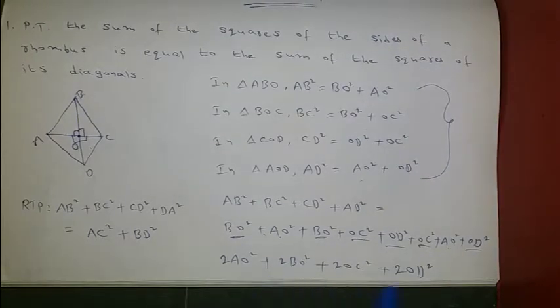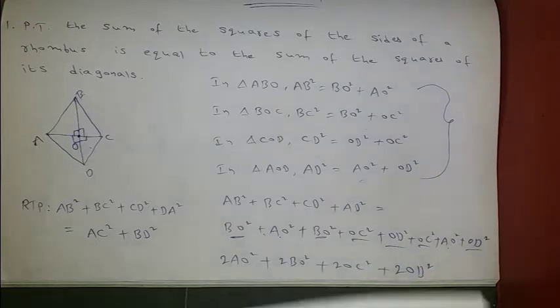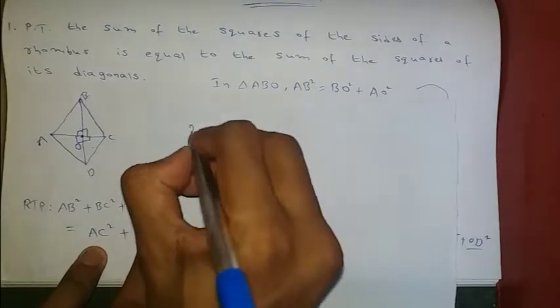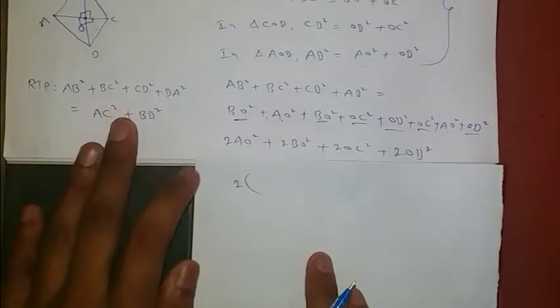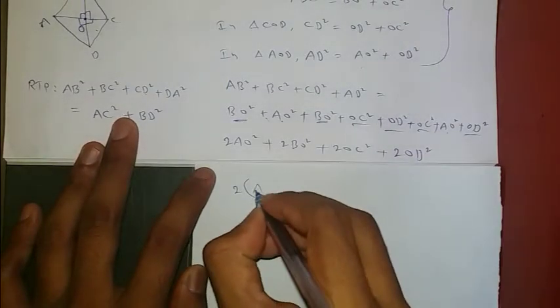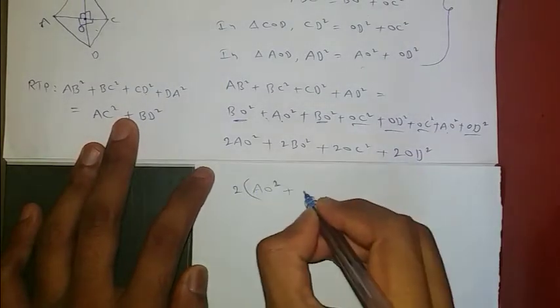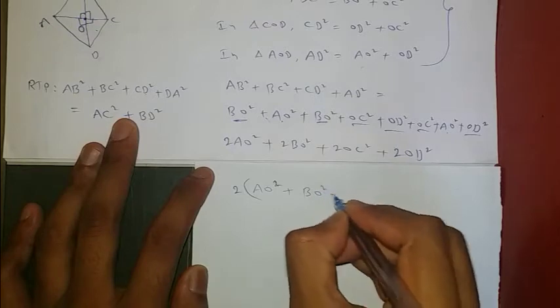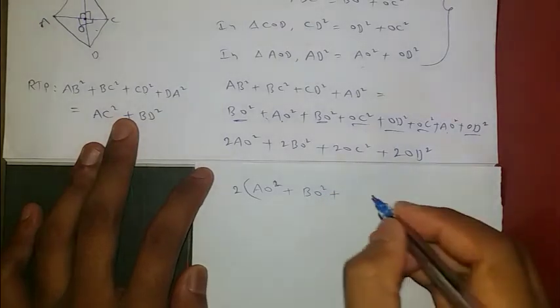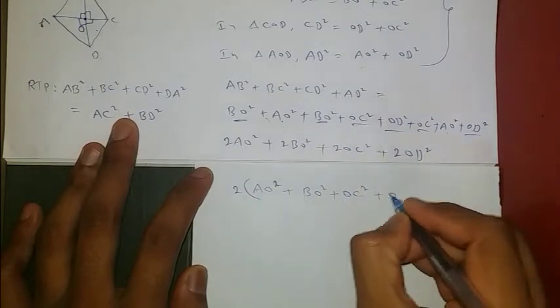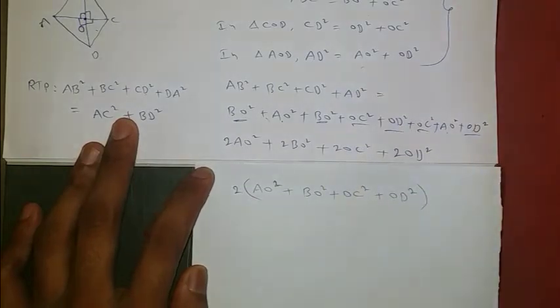Now from all these four terms, I will take 2 common. If we take 2 common, we remain with AO square plus BO square plus OC square plus OD square.